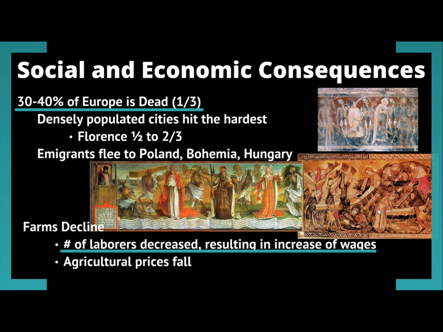So there are natural, social, and economic consequences. 30 to 40% of Europe will die. Okay, so it's about a third of the population on the continent of Europe. Densely populated cities are hit the hardest. So that means the larger number of people living more closely together, they'll be affected.